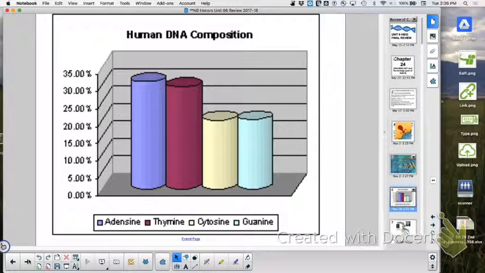Also, you want to know about Chargaff. Remember, Chargaff said, when you analyze DNA, however many adenines you have, you have the same amount of thymines, and however many guanines, you have the same amount of cytosines. Okay?